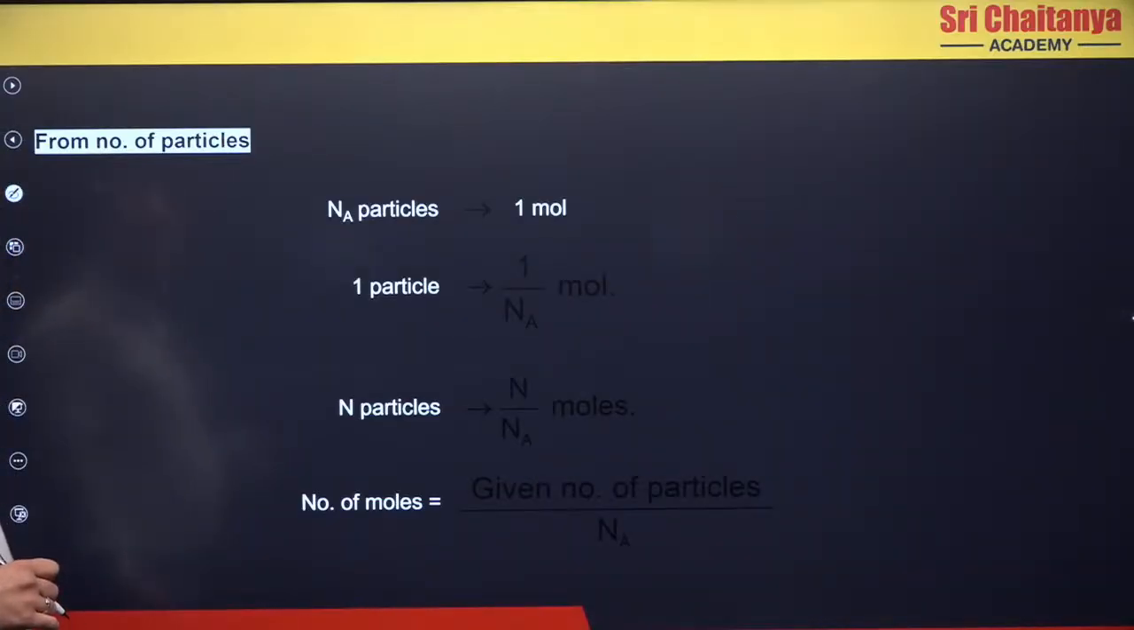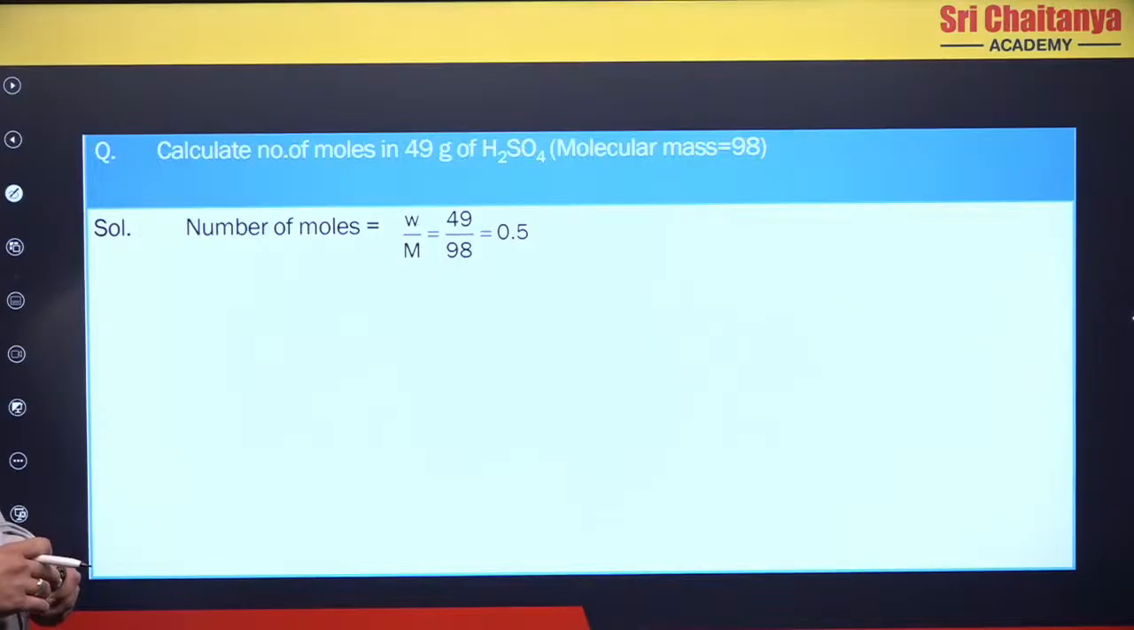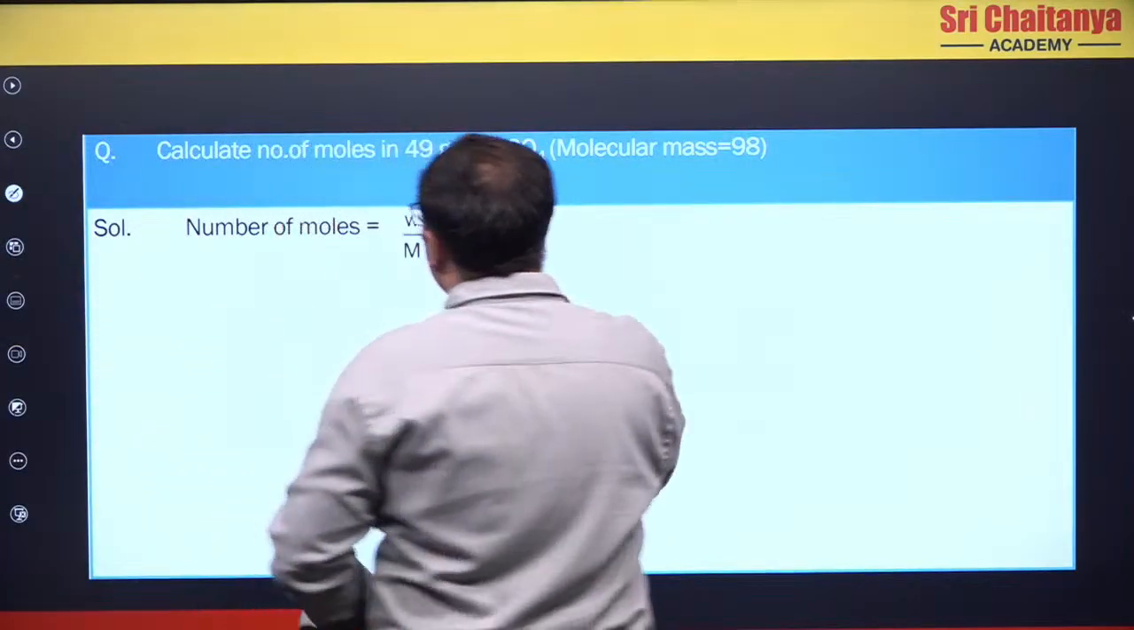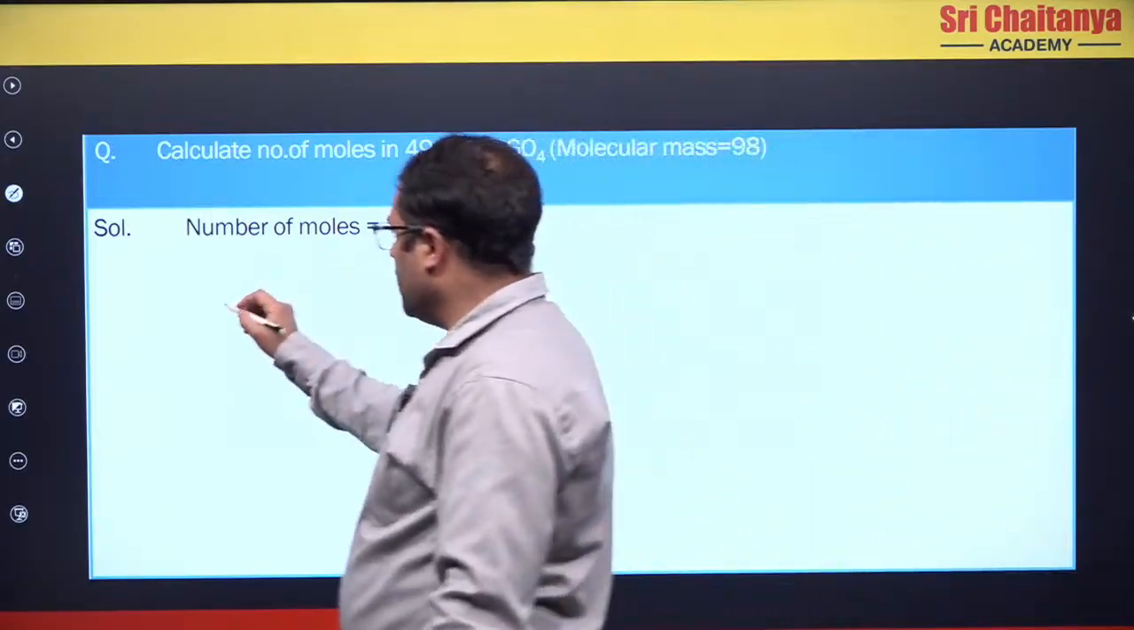So that is this formula. Now this is simple. Calculate the number of moles in 49 grams of H2SO4. Actually, I have done it already, but still.